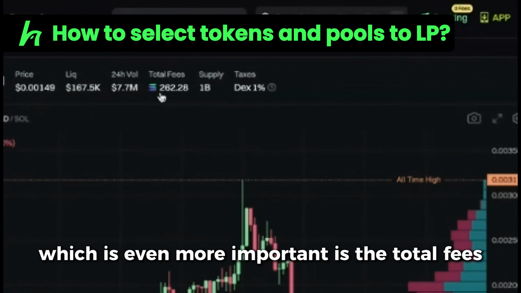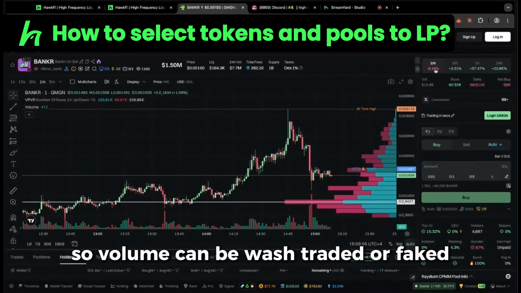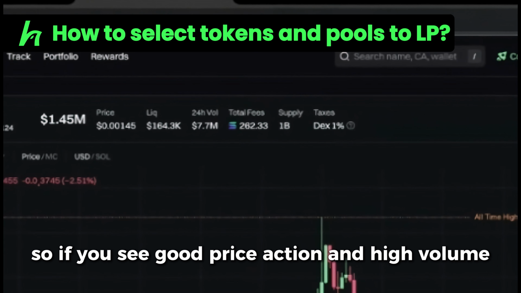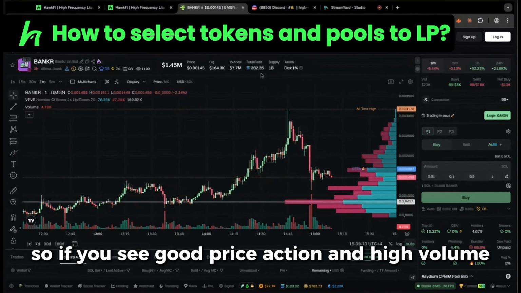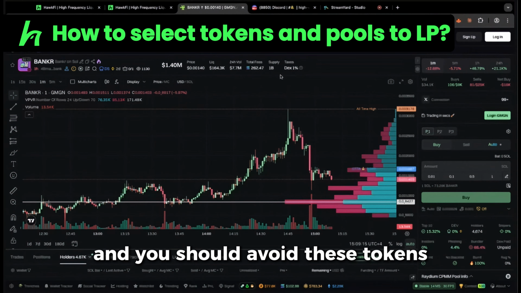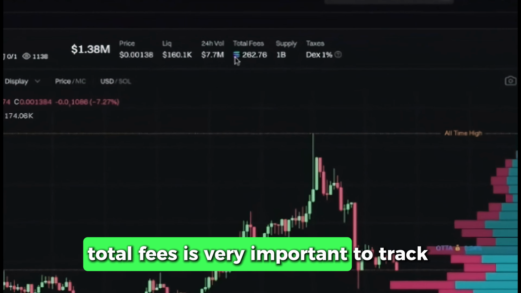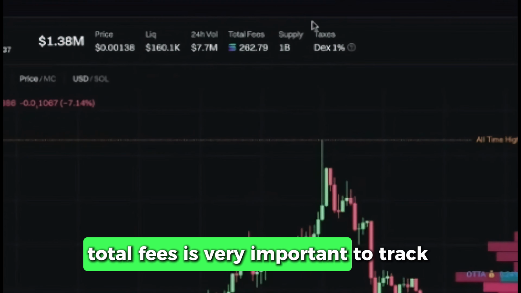But the third metric, which is even more important, is the total fees. So volume can be wash traded or faked, but fees cannot. So if you see good price action and high volume, but the fees are tiny, that is a negative signal, and you should avoid these tokens because that means a lot of wash trading is happening. So again, just to highlight, total fees is very important to track.